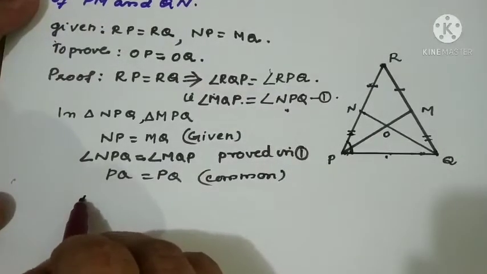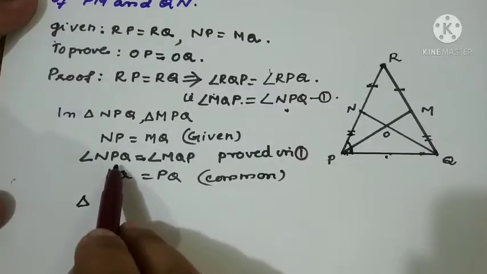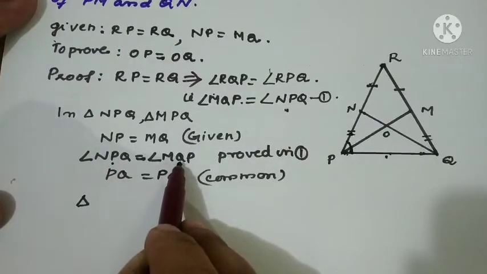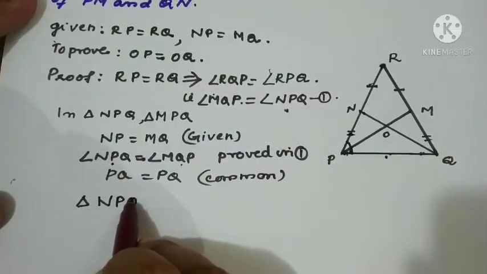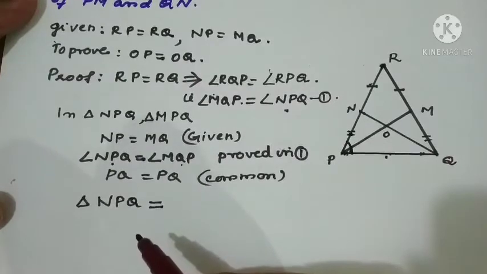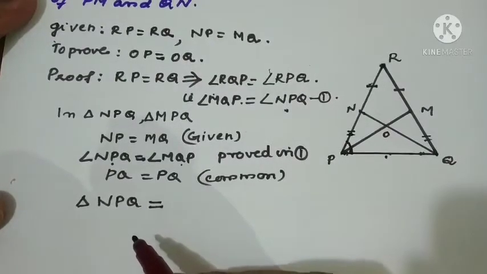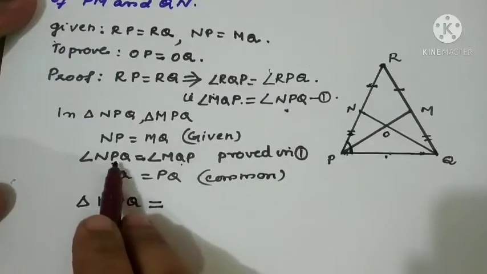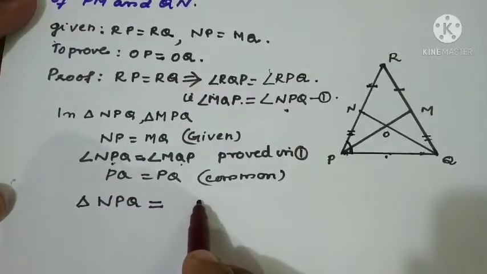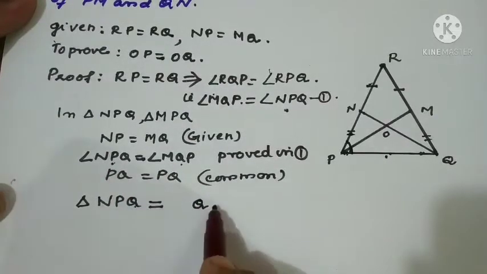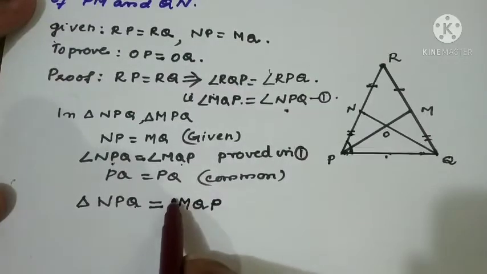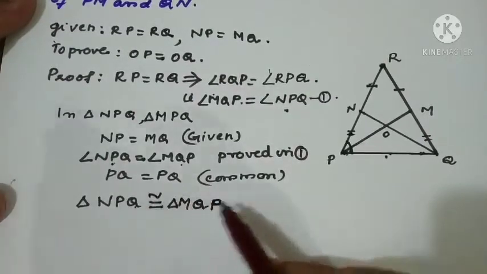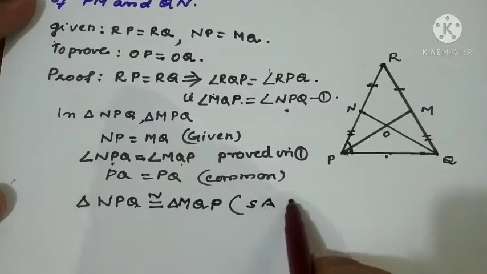Therefore, triangle, what is the order? For P it is Q only. So I'll write the first triangle as NPQ. What is the order? For P it is Q, that means the second letter is Q, so for Q it is P, and for N it is M. So they are congruent. What is the criterion? SAS.